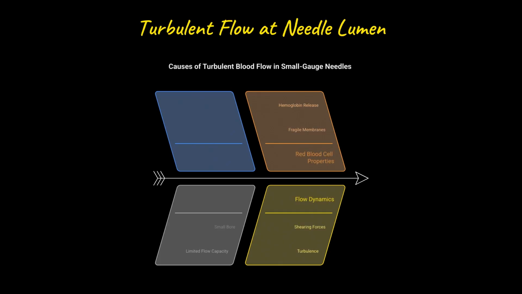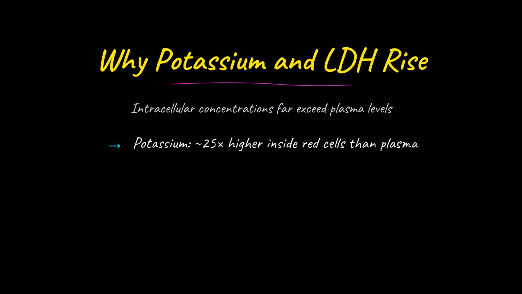The high vacuum draws blood faster than the narrow lumen can deliver it smoothly. Turbulence shears red cell membranes against the inner needle wall, rupturing them and releasing hemoglobin into the plasma, turning the specimen visibly pink or red. The specific analyte changes trace directly to cell composition.